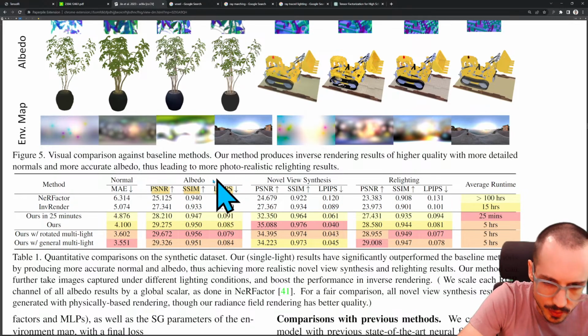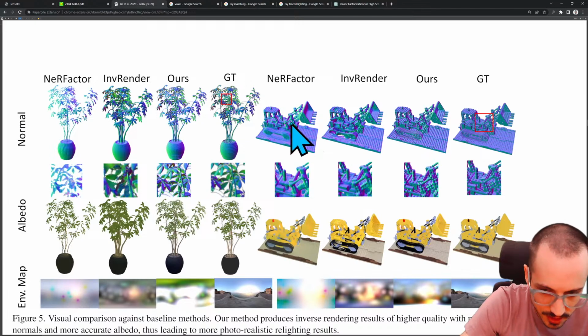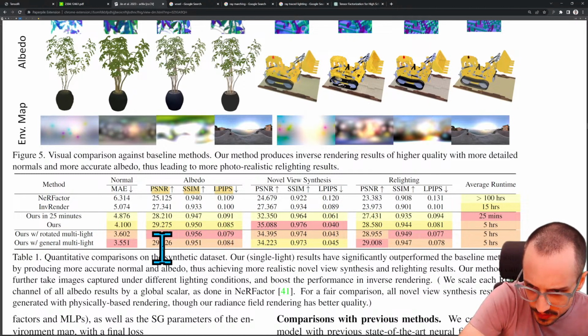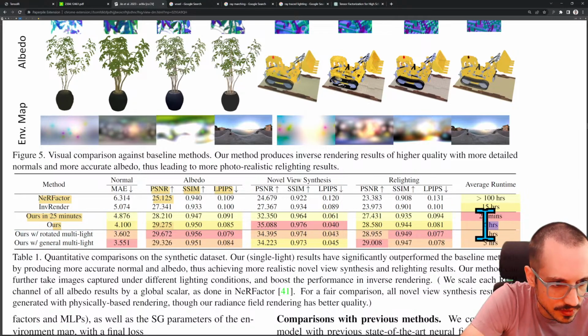So these numbers are a little bit hard to read, and I generally like these qualitative examples better. I feel like qualitatively it's much easier to get a good understanding of whether something's good than these quantitative numbers. But roughly what you're seeing here is that NeRF gets about 25, this one gets about 29. And then you have some ablations here. So with rotated multi-light, with general multi-light, slightly better. And then in 25 minutes, so they limit the training time, the joint optimization process, to 25 minutes. 5 hours versus 100 hours.